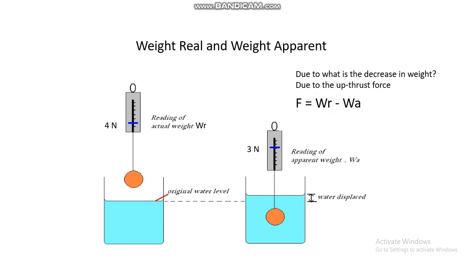If you notice that the weight decreased from 4 Newton to 3 Newton when the body is totally immersed in liquid, due to what is the decrease in weight? Due to the upthrust force. Define upthrust force. Upthrust force is the force exerted by the liquid on the body. How do you calculate the magnitude of the upthrust force? By using this formula, F equals weight real minus weight apparent.